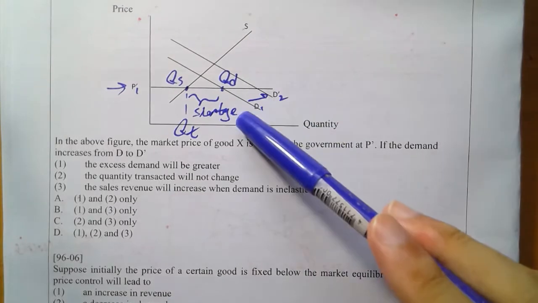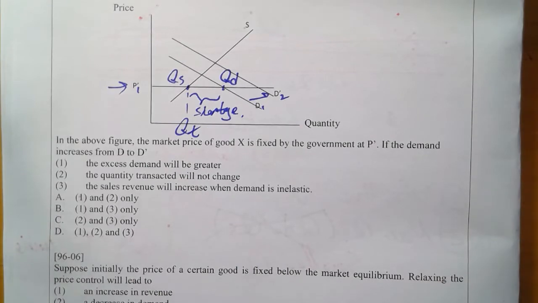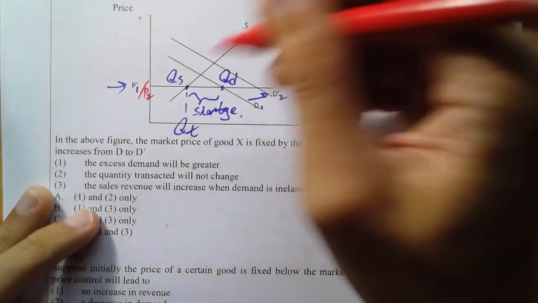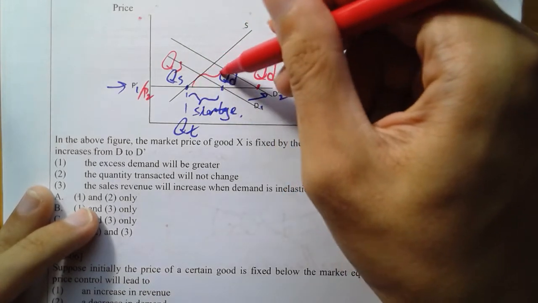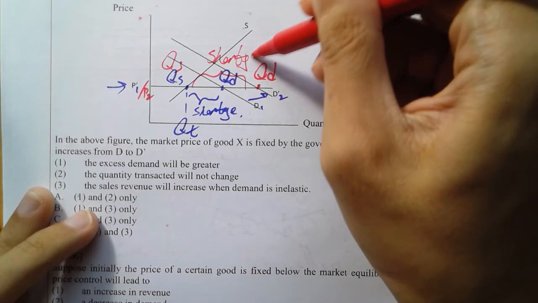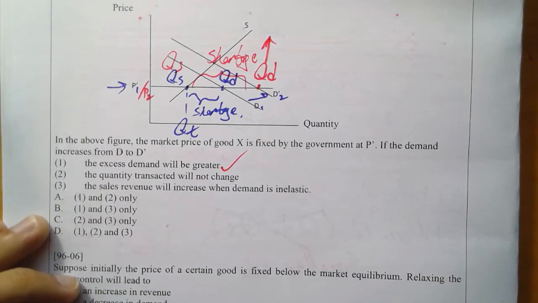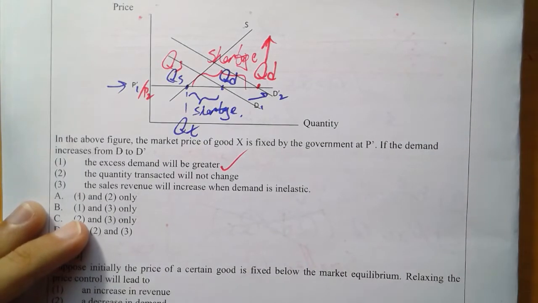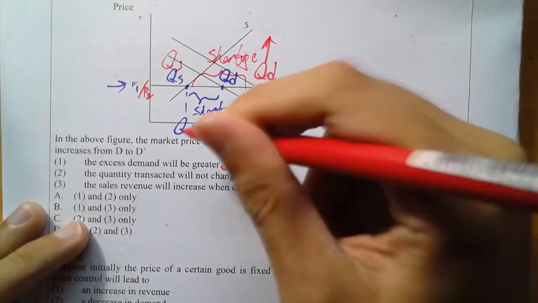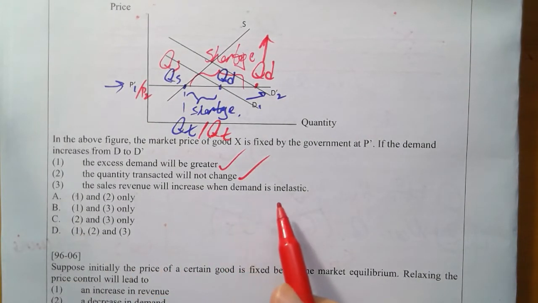Now demand increases from D1 to D2. Okay, so let's see. Excess demand will be greater. Let's look. Now in the new situation, this is also P2. QS here, QD here. You see, the gap, shortage or excess demand, actually has increased. So number 1 is correct. Now what about QT? Here, remember QS, QD. We take the lower, smaller number. So new QT also doesn't change. Now sales revenue will increase when D is inelastic.